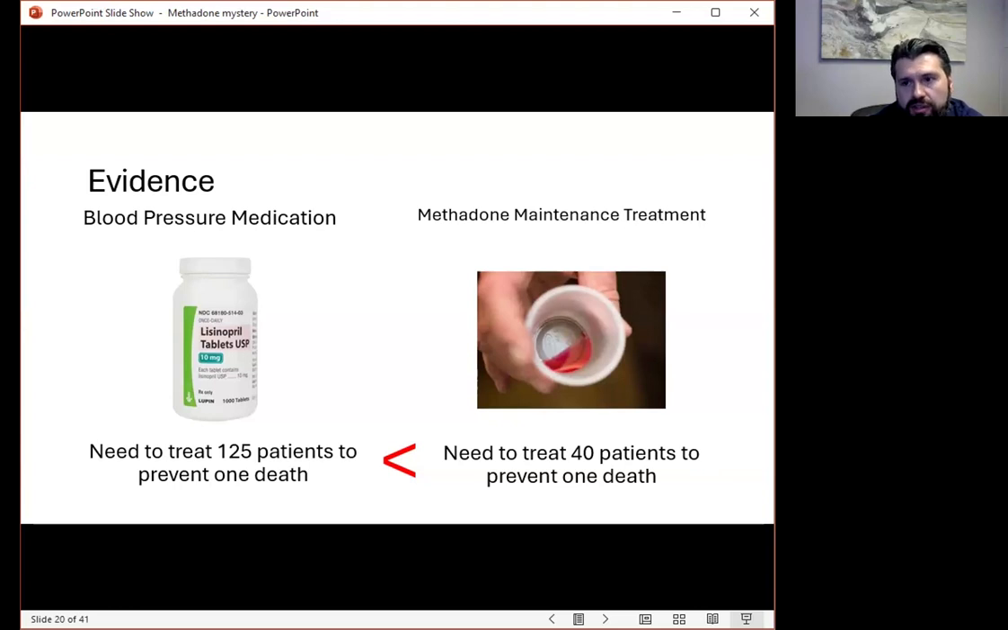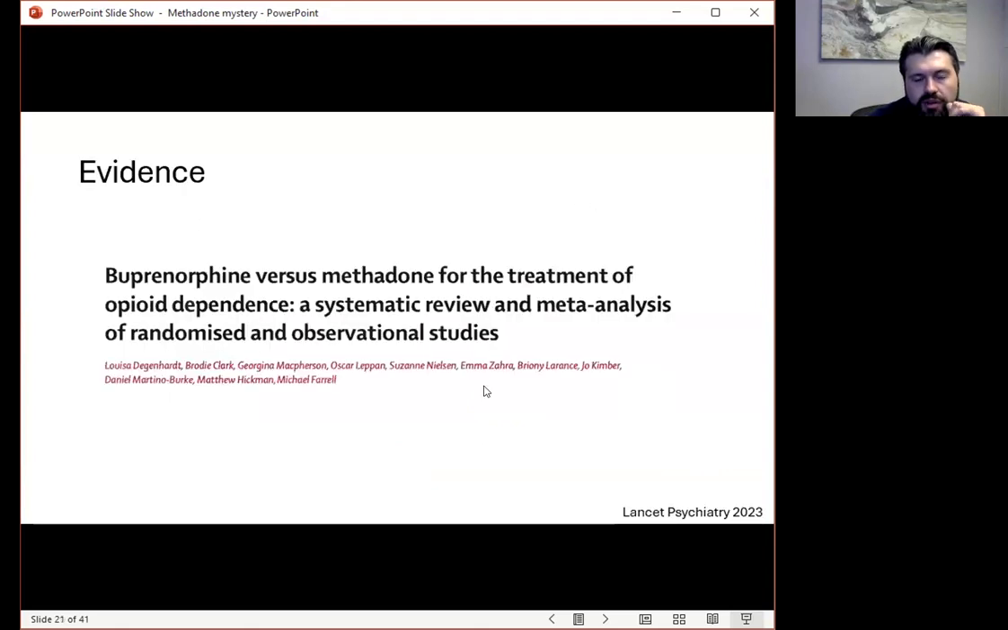But when you actually look at the numbers needed to treat for somebody on methadone, it's about 40. So you get a lot more bang for your buck for giving somebody methadone, even compared with an antihypertensive medication. So it does have a huge efficacy profile there when it comes to mortality.